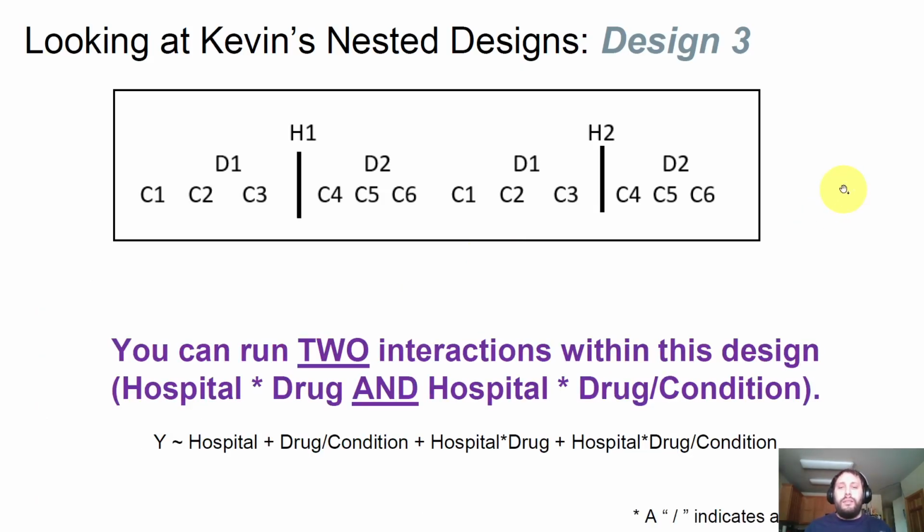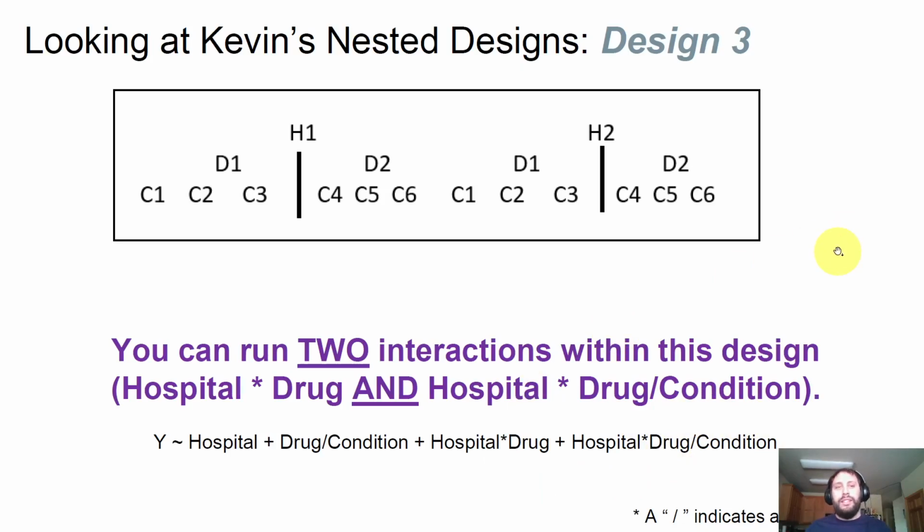So with this model, you can run 2 interactions with this design. You can run the hospital by drug and hospital by condition within drug. So your regression output would look like Y regressed on hospital plus condition nested within drug, because every time you mention condition you need to nest it within drug, plus hospital by drug plus hospital interacting with condition nested within drug.